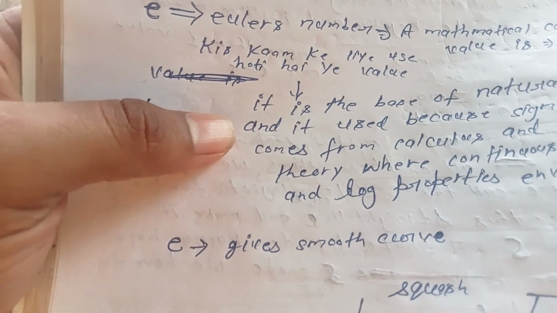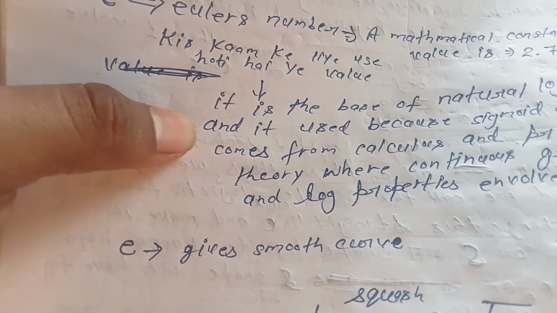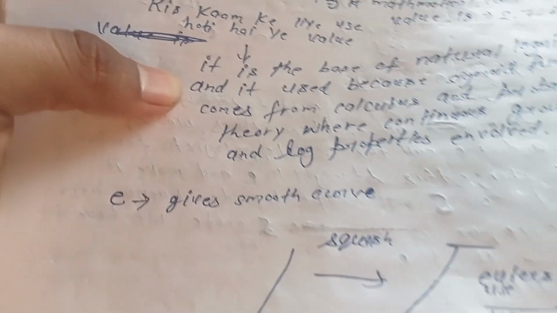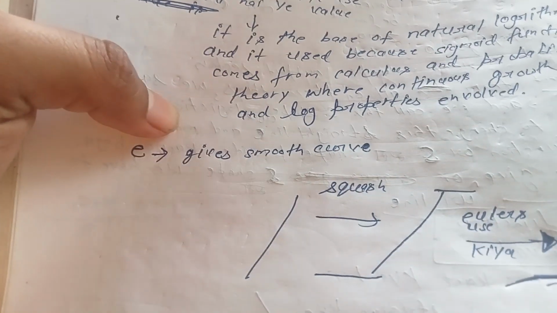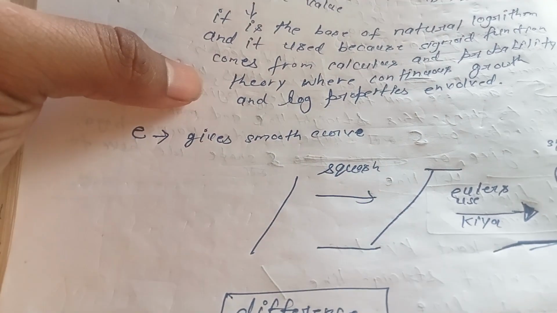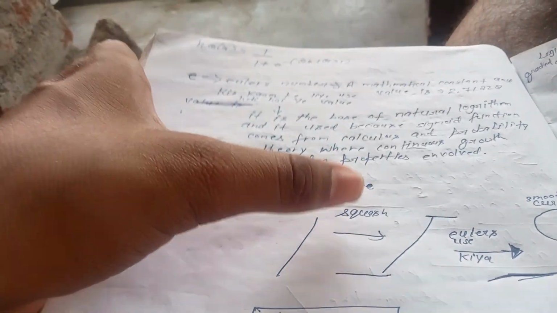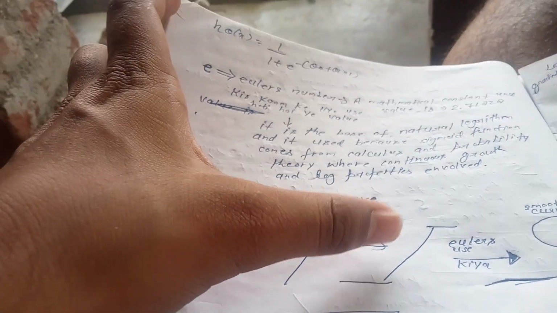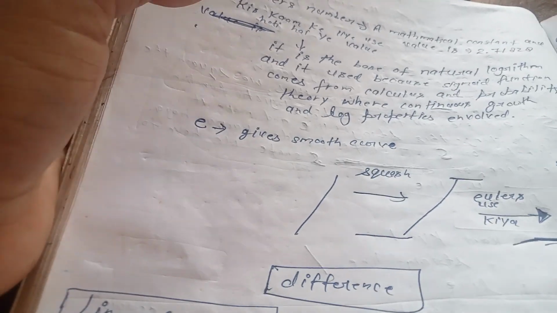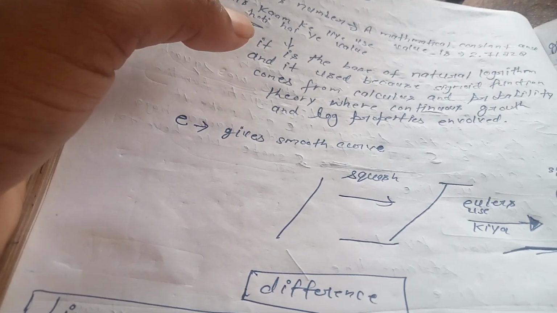e is the base of the natural logarithm, and it is used because the sigmoid function comes from calculus and probability theory, where continuous growth and log properties are involved. So e gives a smooth curve, and if you have a straight line and we have squares, it will become like this. And with the equivalence rule, the equivalence number, we can easily squeeze it. We will make it smooth.